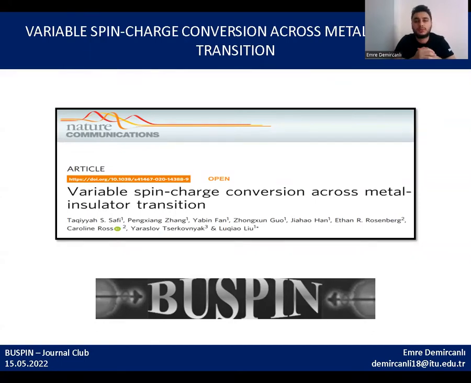Today I'm going to present a paper whose name is Variable Spin Charge Conversion across Metal Insulator Transition for Biospin Journal Club. This paper was published in Nature Communications in the year 2020. As we can see here, for this paper, there are many authors and contributors.